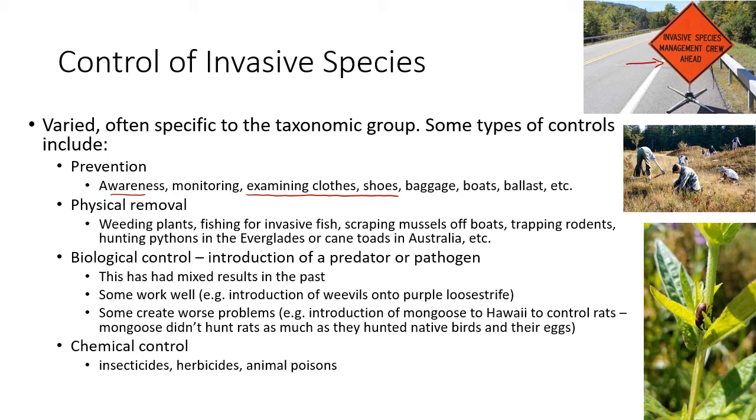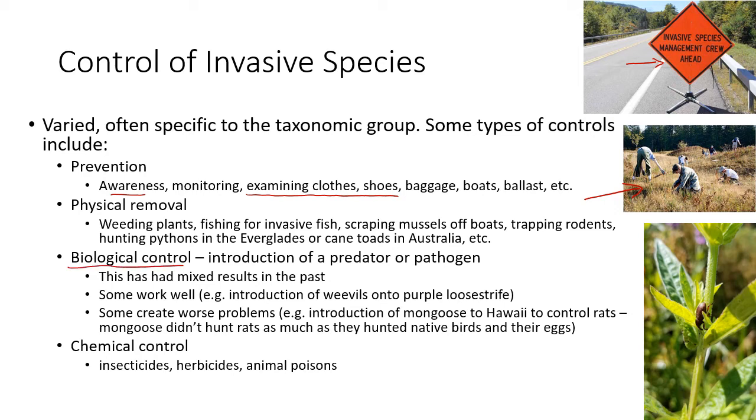Physical removal, that's what these people are doing here. So weeding plants. There are volunteer activities where you can go up into the Colorado Rockies, or even the Montana Rockies especially, and you'll see fields of purple loosestrife and try to weed all of them out. That could be weeding plants, fishing for invasive fish such as Asian carp in the United States, scraping mussels off of boats like we talked about above, trapping rodents, hunting pythons in the Everglades, or cane toads in Australia. We'll talk about cane toads in class, they're really interesting, just the story behind them.